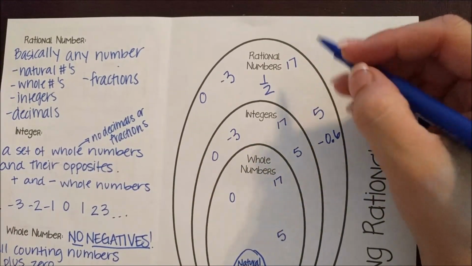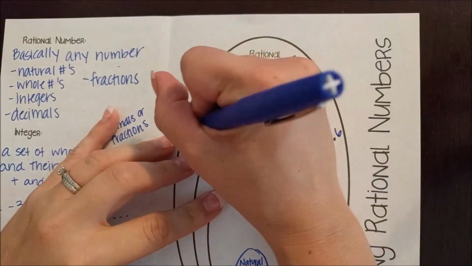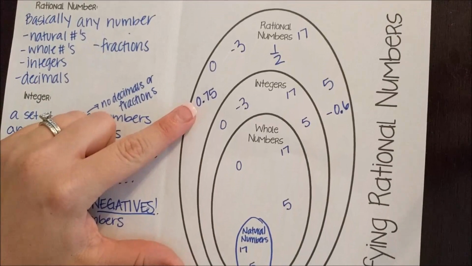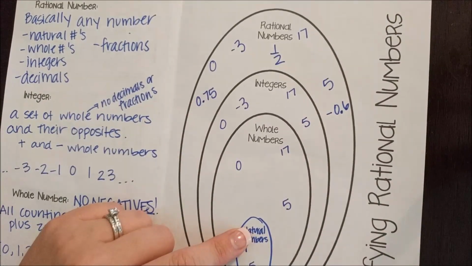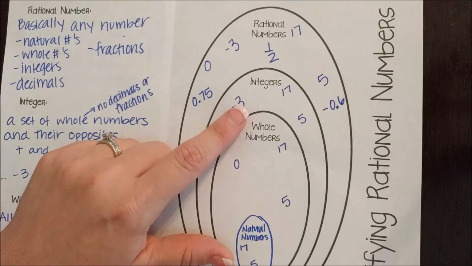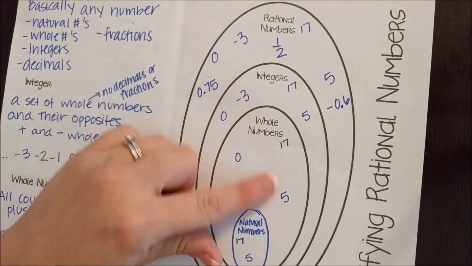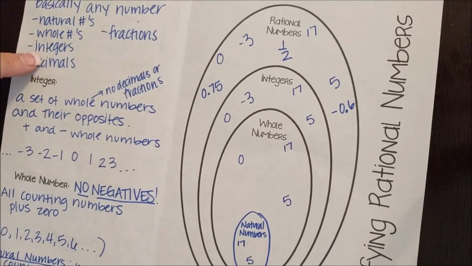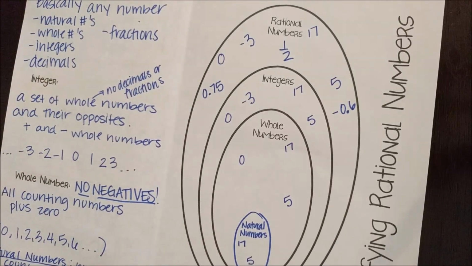Another example of a rational number could be 0.75. Okay, 0.75 is a rational number. It's not a natural number. It's not a whole number. It's not an integer. These all have to be whole numbers, if you noticed. But it is a rational number because a rational number can be a decimal or a fraction.